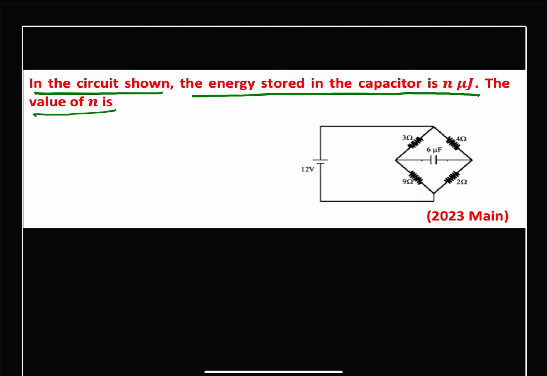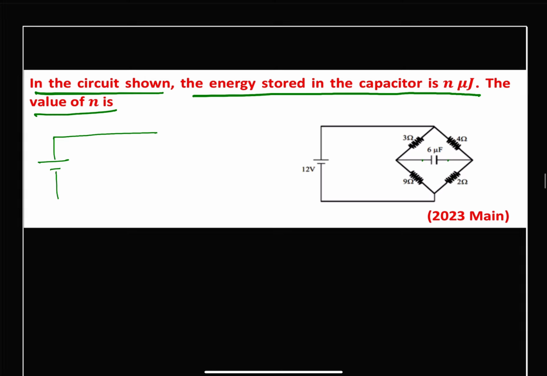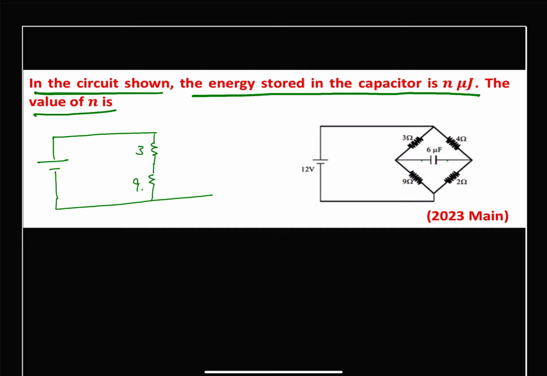So we can just redraw the circuit. We have here a 12 volt voltage source, a resistance of 3 ohm, a resistance of 9 ohm, a resistance of 4 ohm, and a resistance of 2 ohm, and the capacitor is an open circuit, which should be something here.